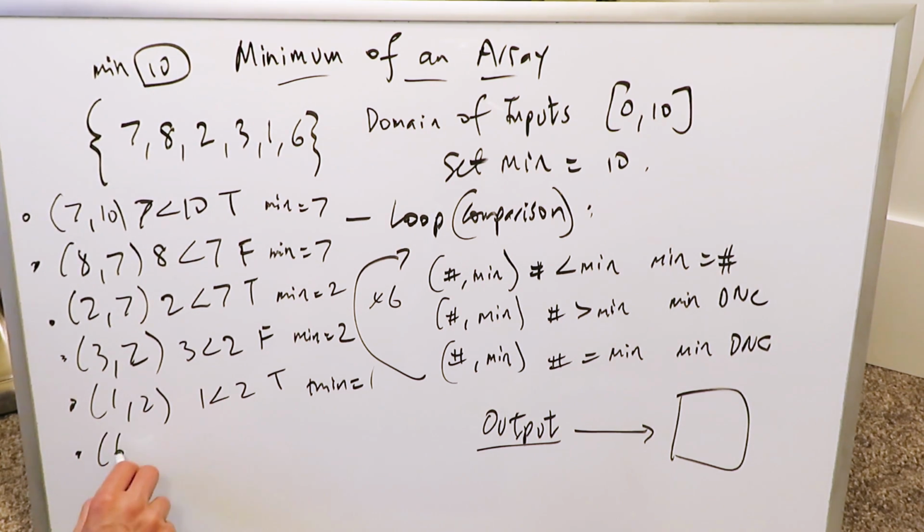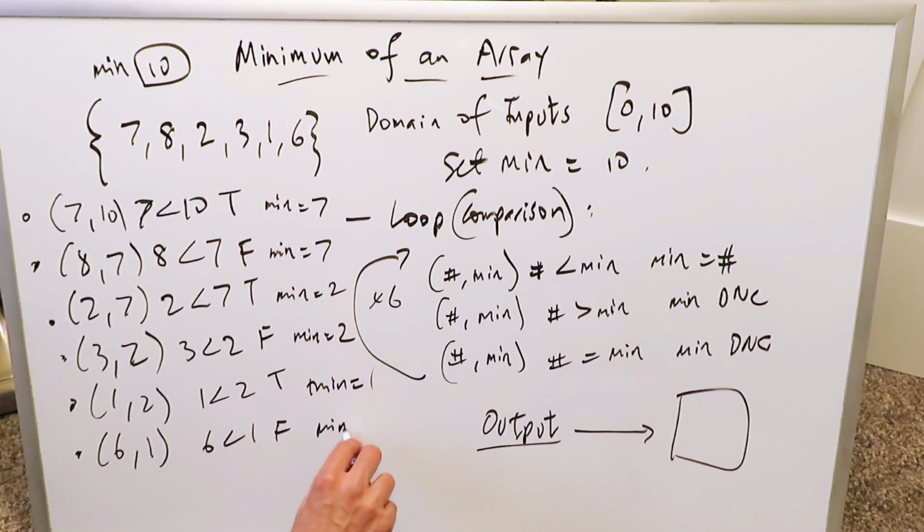Lastly, we're doing a comparison between 6 and the assigned minimum value of 1. Is 6 less than 1? It isn't. It's false. Therefore, your minimum will stay as is, which was 1. The output here should be a 1, and it will be right.